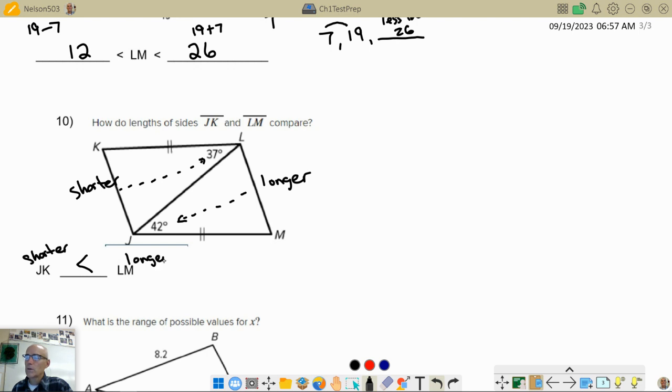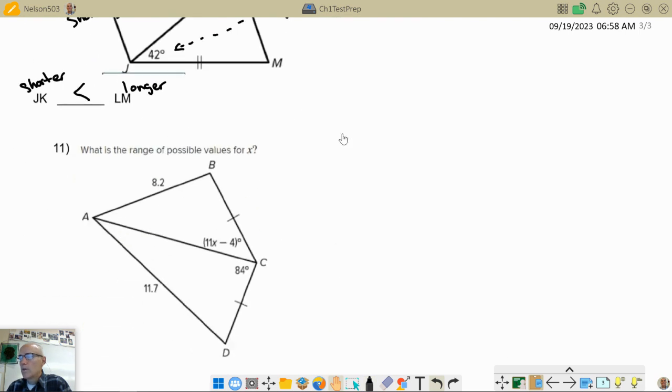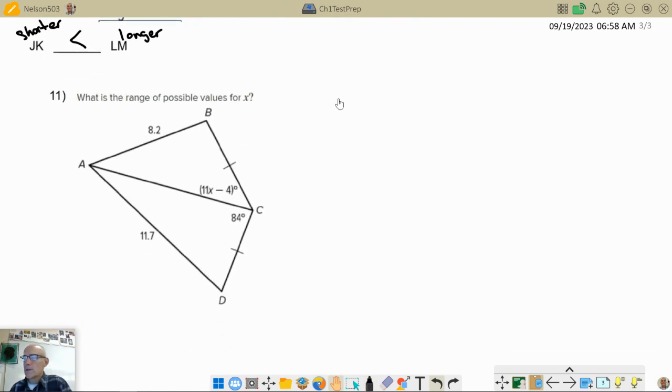If you get a little turned around on the test with inequalities, you can just put that down, shorter, longer, and then take a guess at your inequality. You're going to get some partial credit because you know what the concept is. You're just struggling with the inequality sign. I think you guys will be fine. What is the range of possible values for X? Okay.